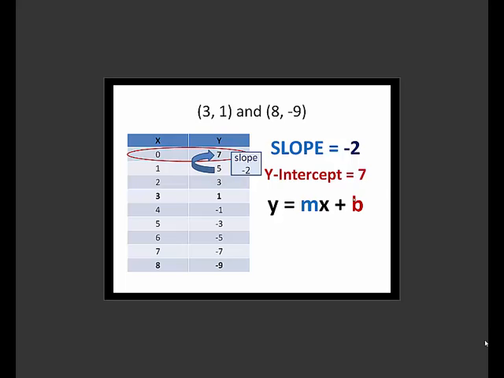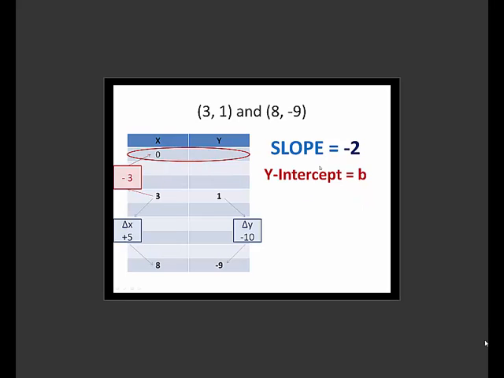Y equals mx plus b. I'm going to take out the m and put the slope. Take out the b and put the y-intercept. Bam! There it is. Y equals -2x plus 7. Now, if I wanted to, I could have taken a shortcut. Instead of taking small steps, I could have taken a Neil Armstrong, giant leap for mankind.